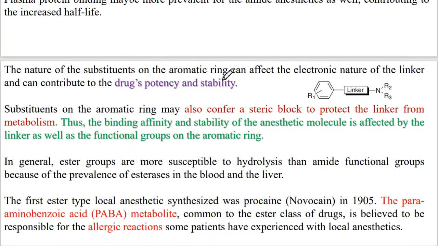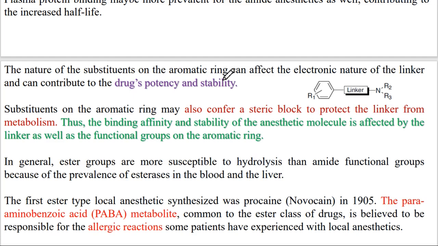Okay, the nature of the substituents of the aromatic ring can affect the electronic nature of the linker, and can also confer a steric block to protect the linker from metabolism, and thus the binding affinity and stability of the anesthetic molecules is affected by the linker as well as the functional group of the aromatic ring.